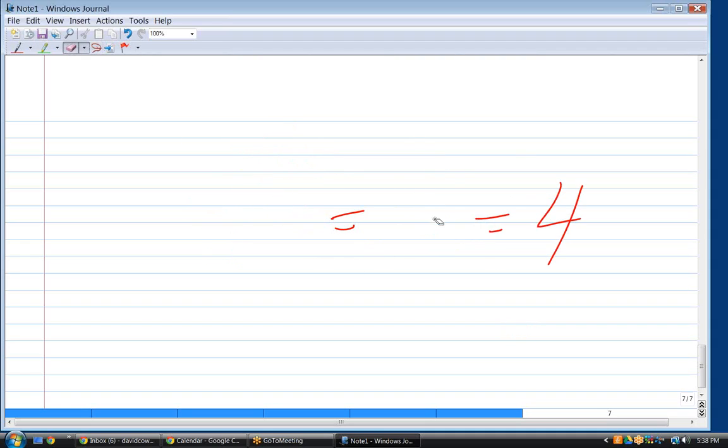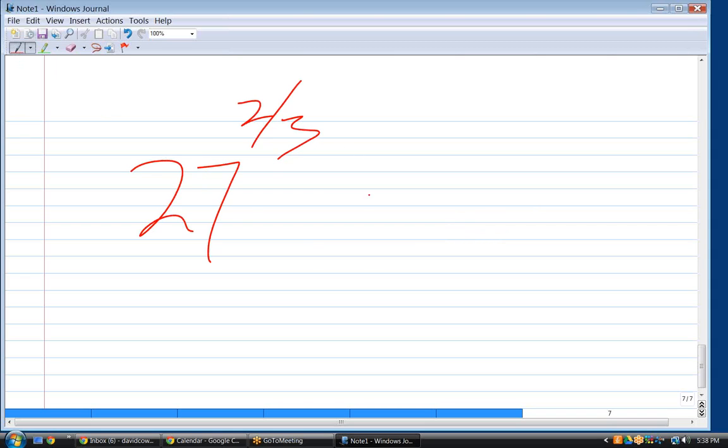Okay, let me give you another one. What's 27 to the 2/3? That would be 9. Good. That's what fractional exponents are all about.